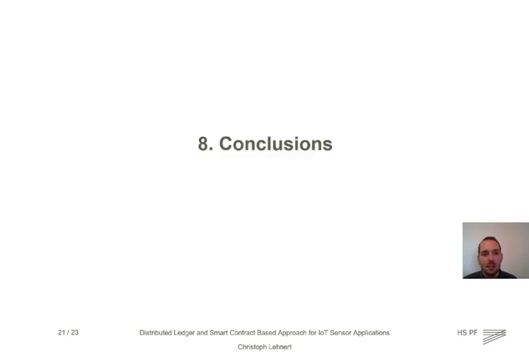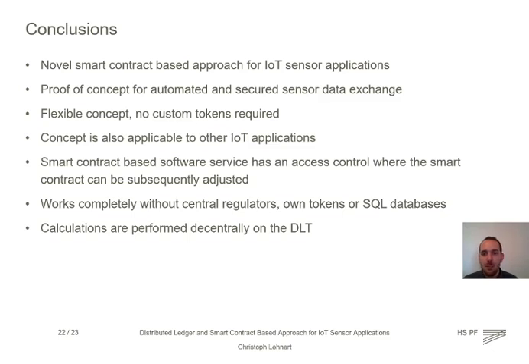Last but not least, the conclusion. This paper presents a novel smart contract-based approach for IoT sensor applications and a proof of this concept for an automated and secure sensor data exchange based on the DLT. The concept is flexible, requires no custom tokens, and the smart contract-based software service has an access control where the smart contract can be subsequently adjusted.